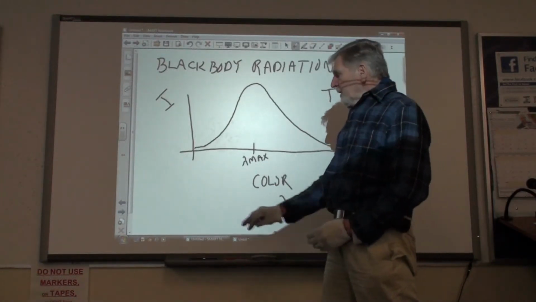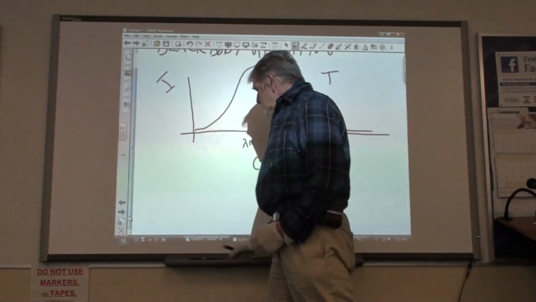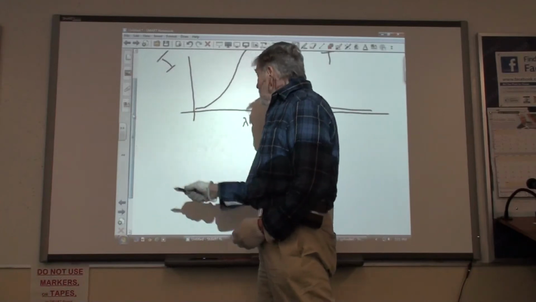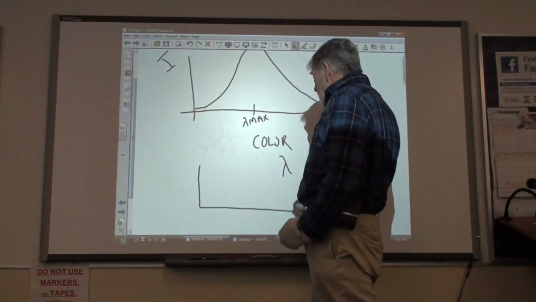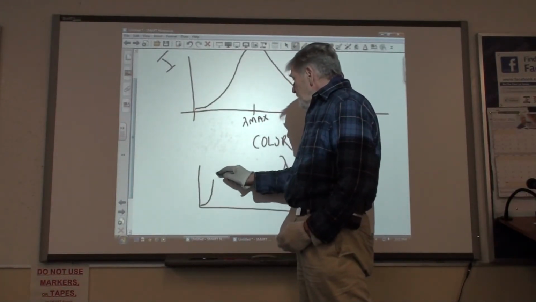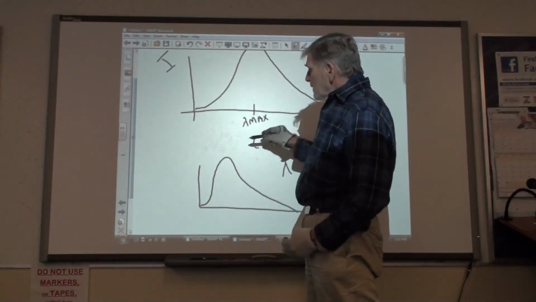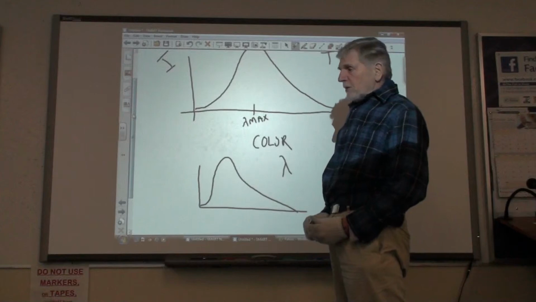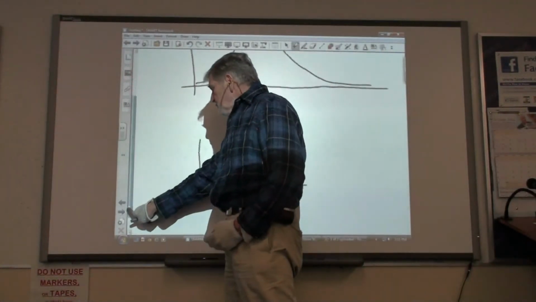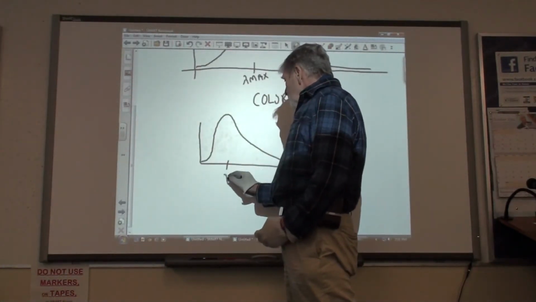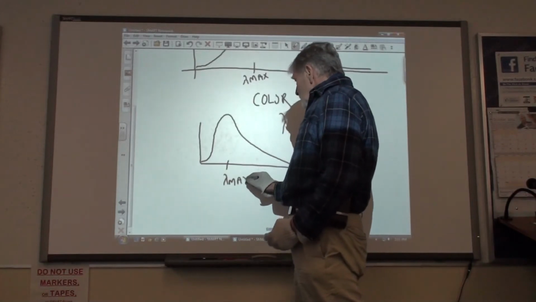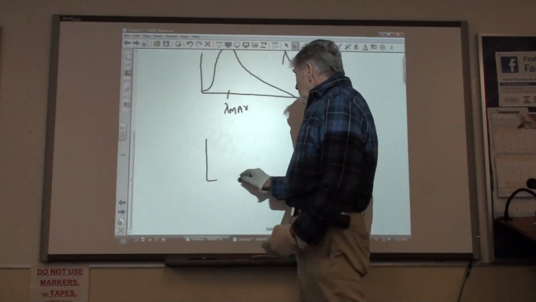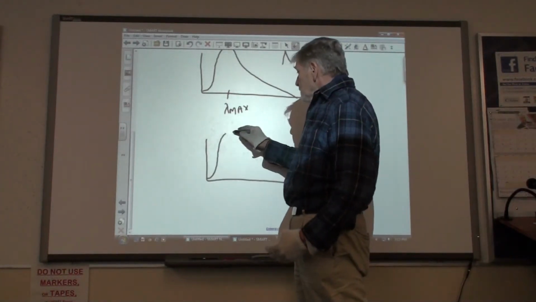Now, as we change the temperature to a higher temperature, we cause the peak of this radiation to move to the left. It's going to start to emit most of its intensity at a shorter wavelength. And the more we heat it up, the more the maximum wavelength, at which most of the energy is emitted, moves to shorter and shorter wavelengths.